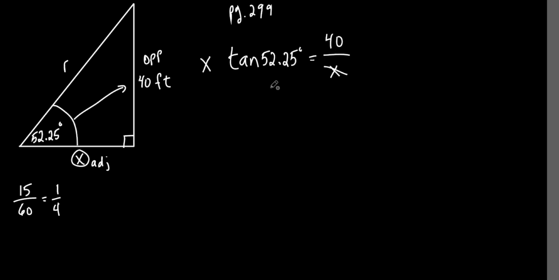So it's the same thing up here. Just the number looks a little weirder. It's the tangent of 52.25. It's still a number, just like that 3 was. So how do I get rid of it? I divide. So what do I get? I get x equals 40 over the tangent of 52.25. And that is something that we can just put into the calculator.